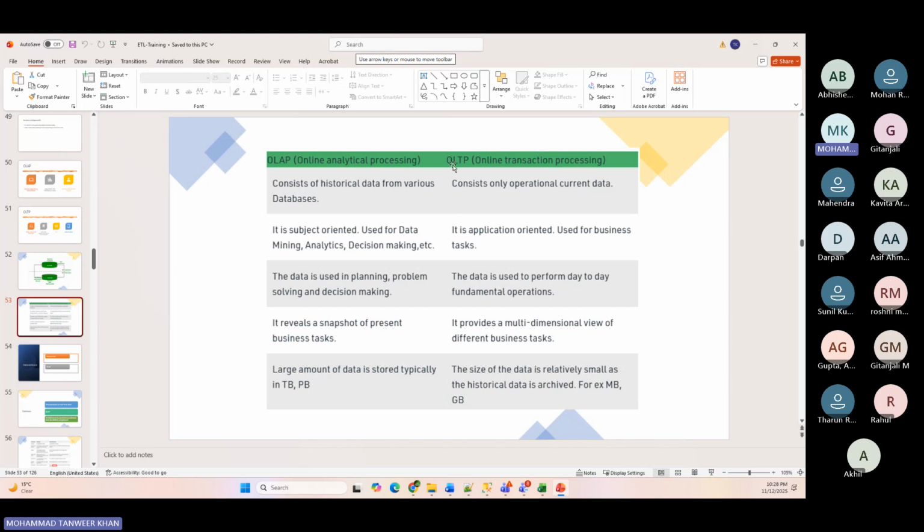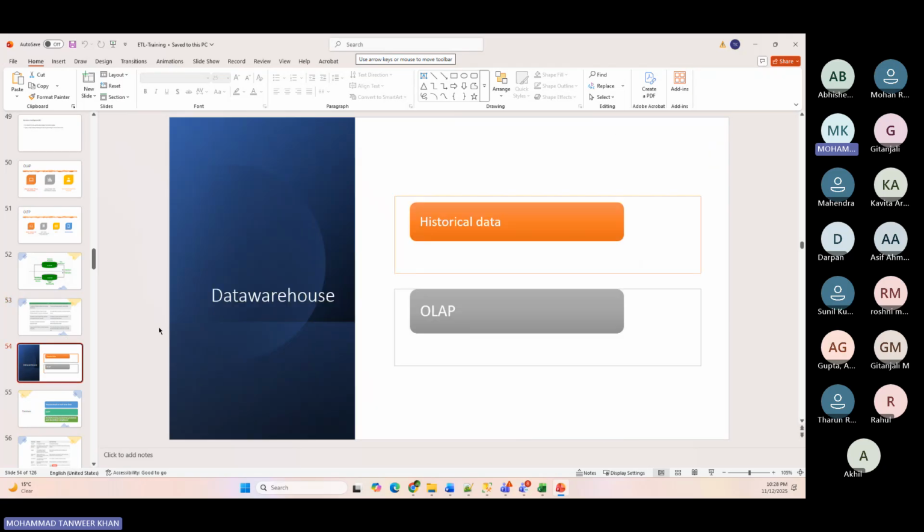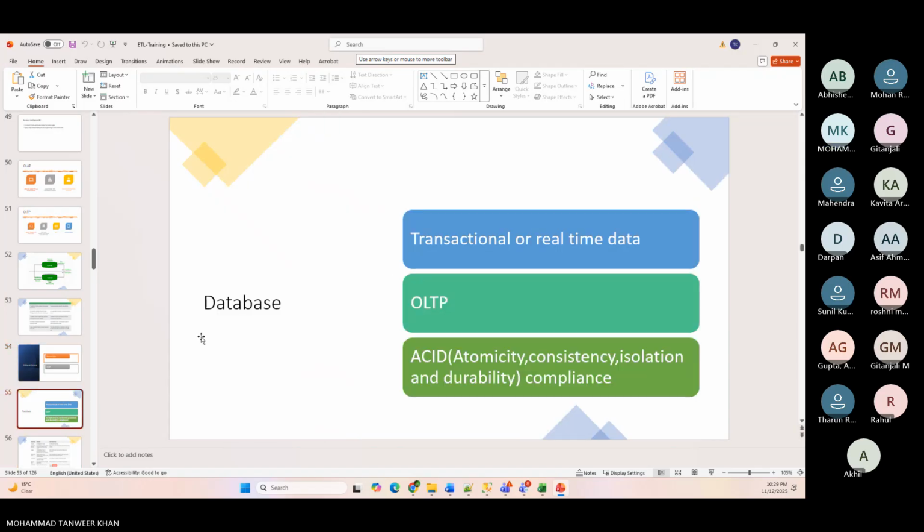Anyway, now OLTP consists of the transactional data, the operational data, or the daily basis data. It is application oriented. Application means to solve a particular task. If you want to make some immediate decision, then we go for OLTP. Day-to-day operations, size is relatively small, like megabytes or gigabytes. Don't get confused. This is the only difference between them. When I'm talking about OLAP, I'm talking about historical data stored in the warehouse. OLTP is transaction or real-time or day-to-day data stored in the database.